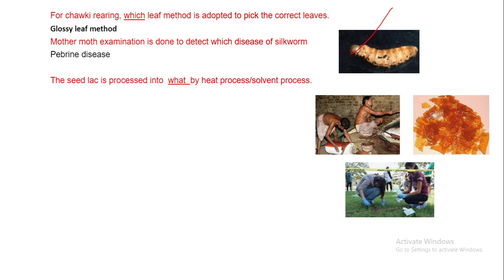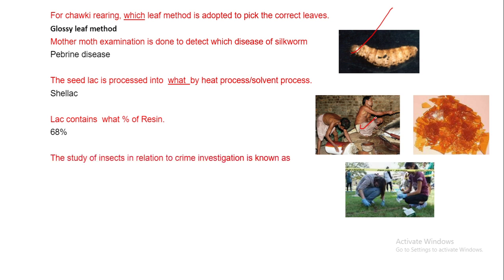The sticklac is processed into shellac by heat process or solvent process. Lac contains 68% of resin. The study of insects in relation to crime investigation is known as forensic entomology.